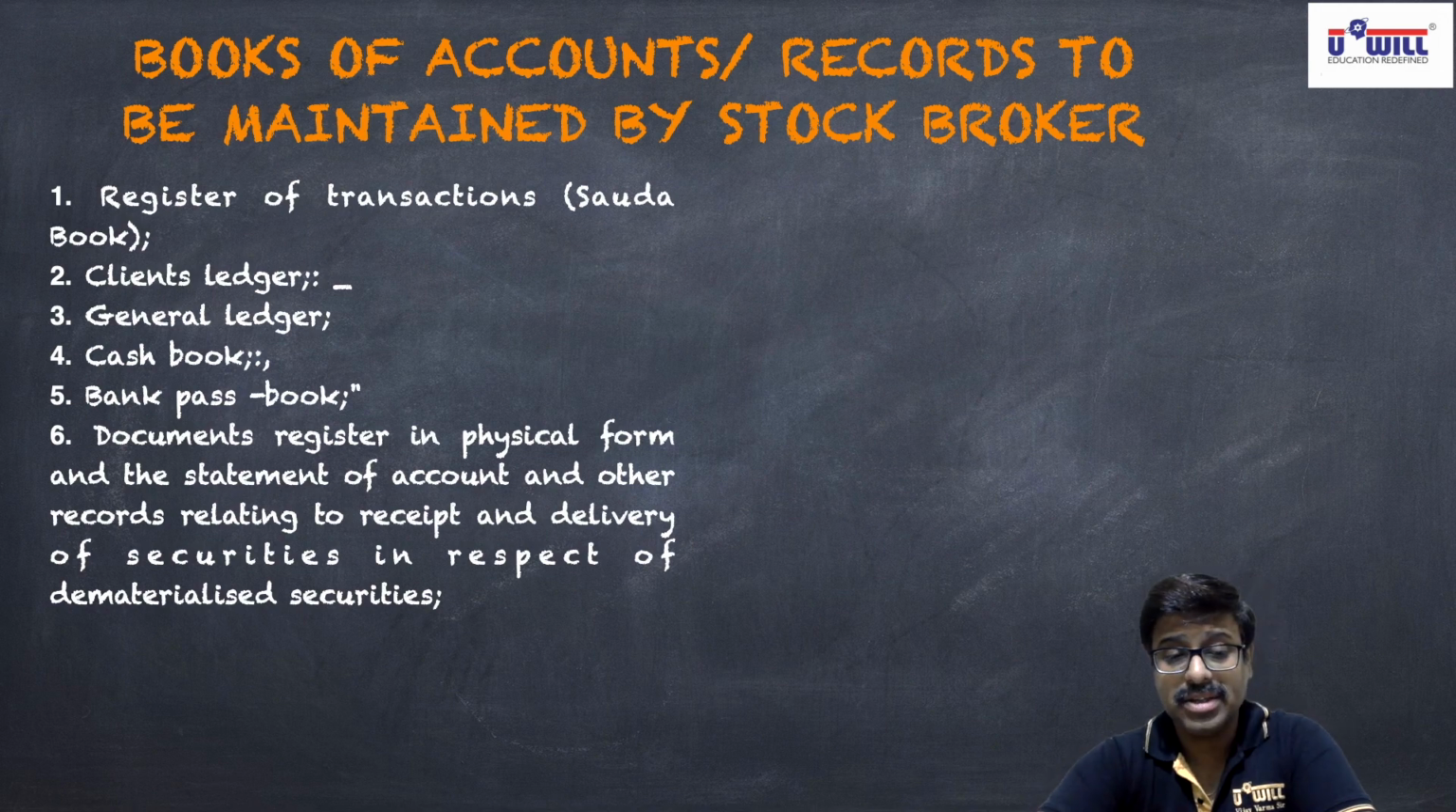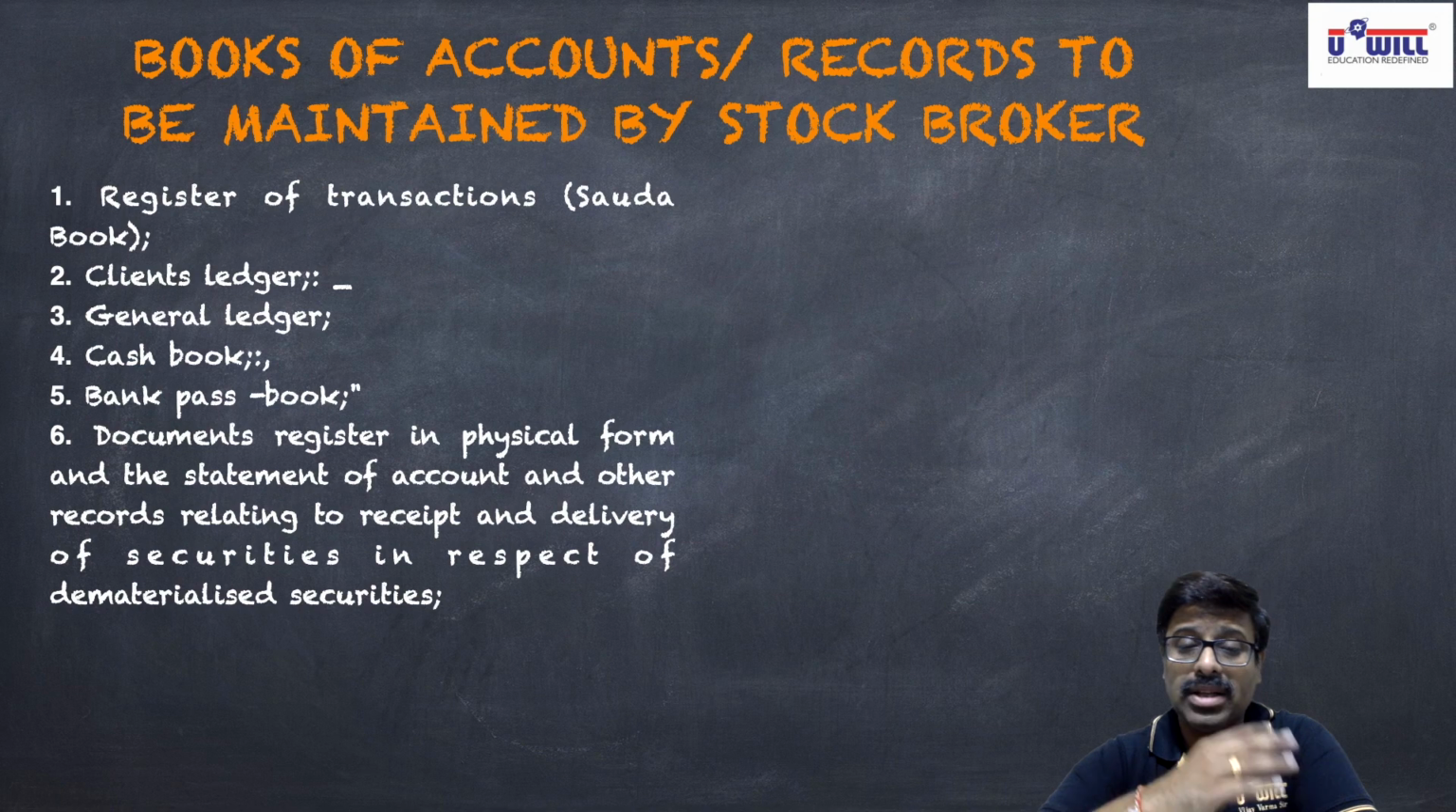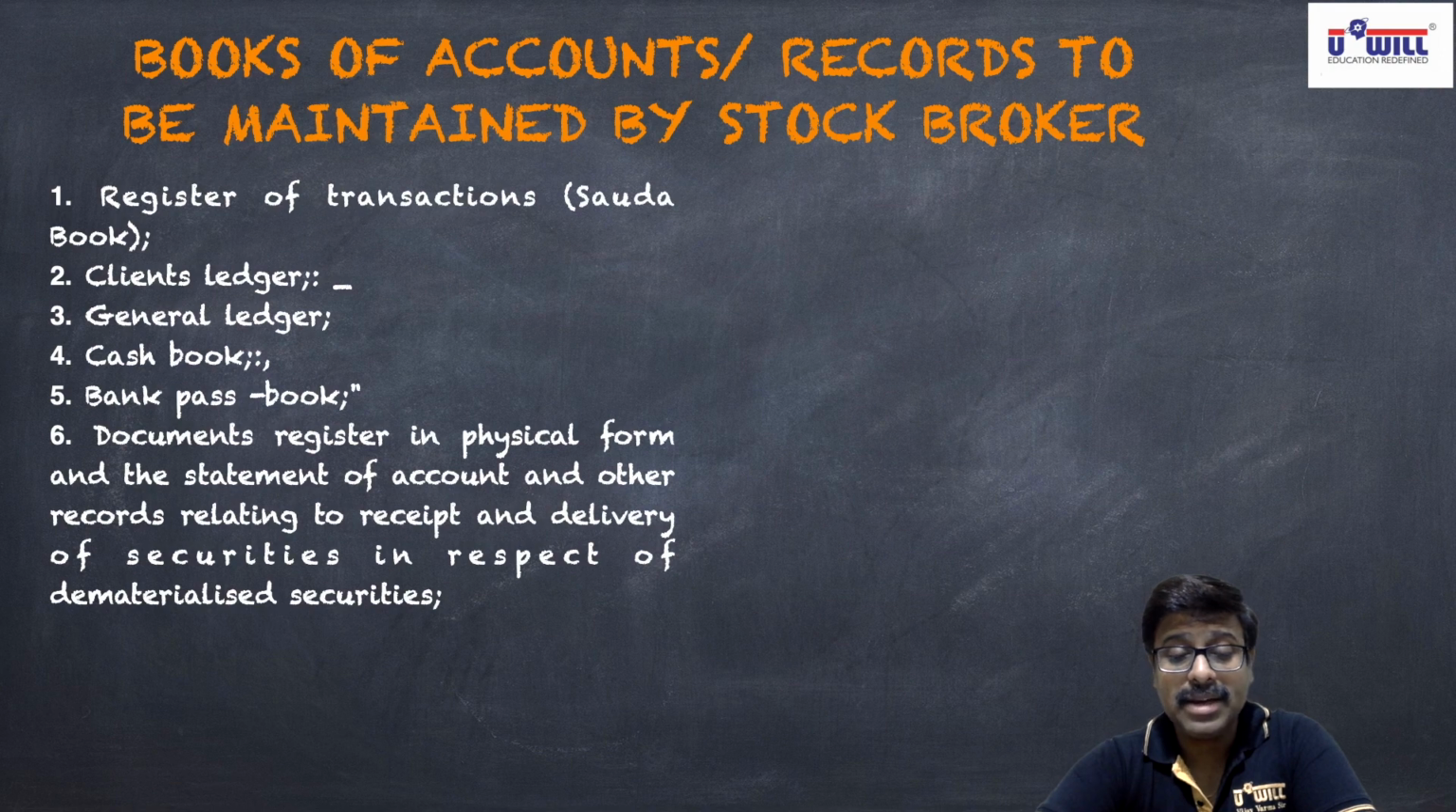Third, general ledger. In the general ledger of the stockbroker himself, he will maintain all the expense accounts, income accounts, all the personal accounts, real accounts, all the accounts he has in his business. Then he'll maintain the cash book, normal cash book, receipts and payments. Then he should also keep a bank passbook showing all the entries, matching the cash book bank column and passbook also.